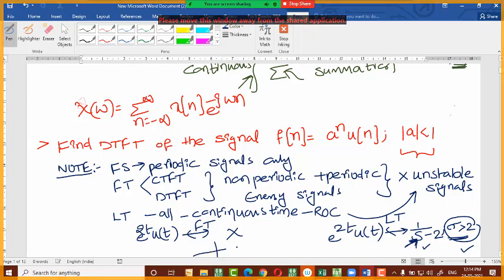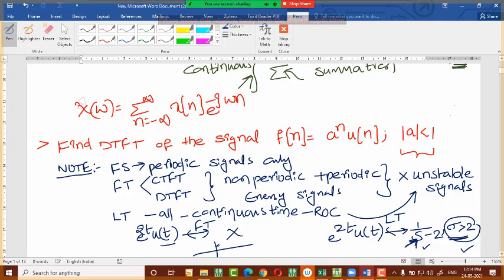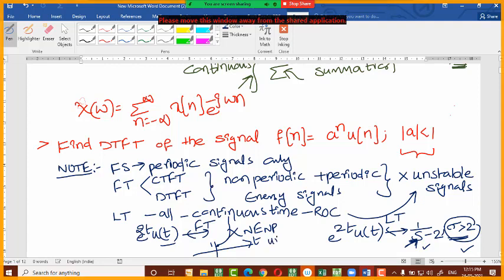If you try to draw this signal, because u of t is there, the signal will be on the right side. At t is equal to 0, e power 0 is 1. As t is increasing, e power 2t is increasing and reaches infinity. So it is neither an energy nor a power signal, it is an unstable signal. For unstable signals, if you try to calculate the Fourier transform, you will get infinity, which is not the proper answer. So we can say there is no Fourier transform for e power 2t u of t. But for e power 2t into u of t, the Laplace transform is there.